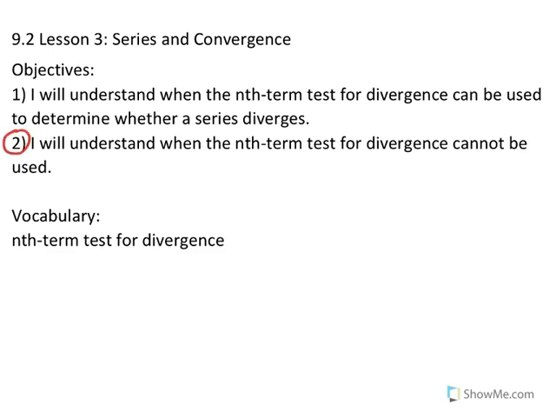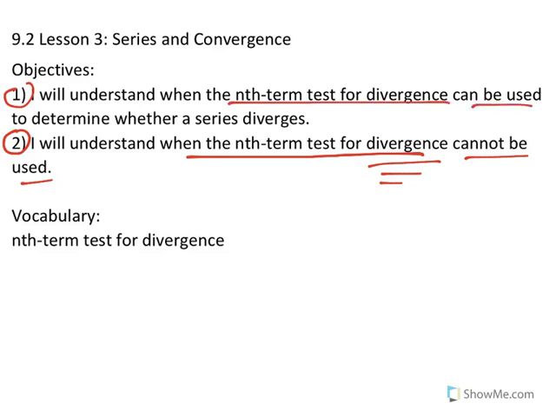So we just looked at objective 2. You will understand when the nth term test for divergence cannot be used. It can never be used to conclude that a series converges. It can only be used to conclude that a series diverges. So you will understand when the nth term test for divergence can be used to determine whether a series diverges.